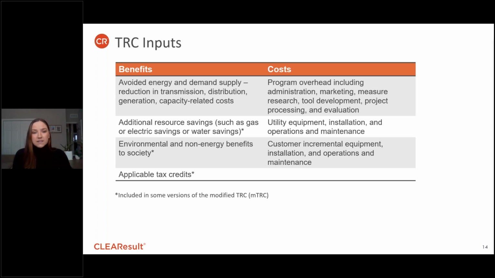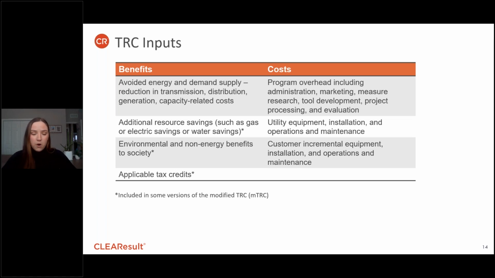And then you'll see down below, we've got a few additional benefits. These benefits are actually going to be associated with a modified TRC, which serves as an intermediate. You can think of it as an intermediary between the traditional TRC and our societal cost test that we'll talk a little bit more about in a bit. But this is where you can account for additional benefits.